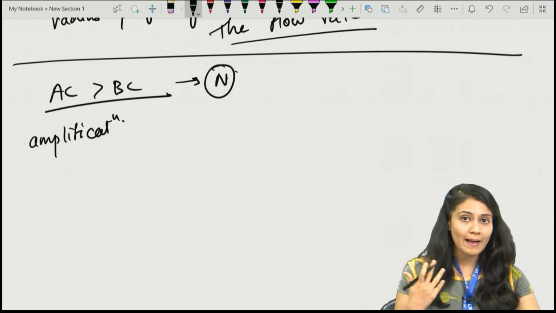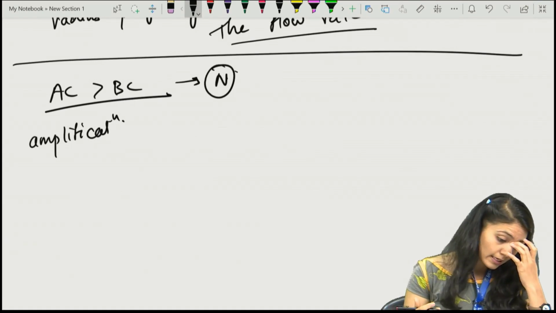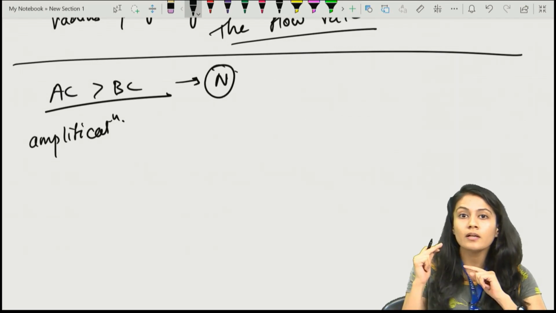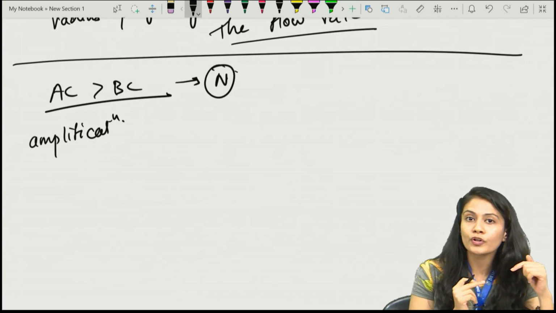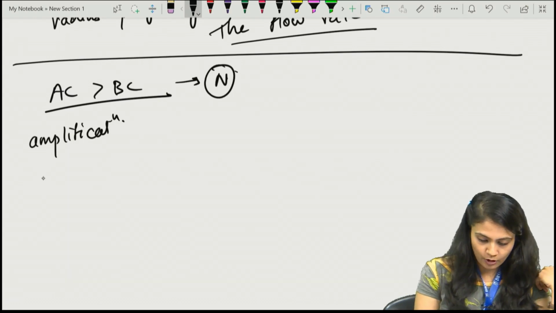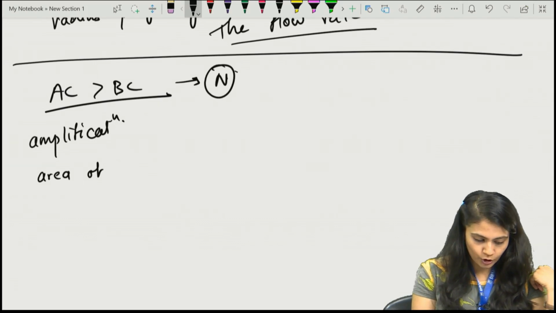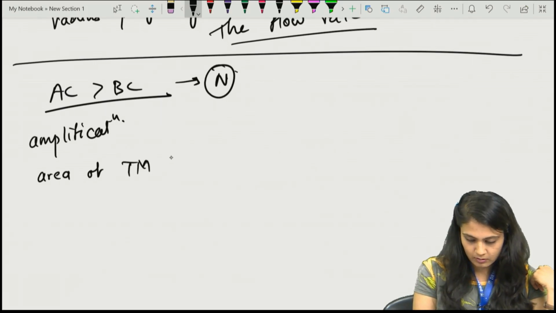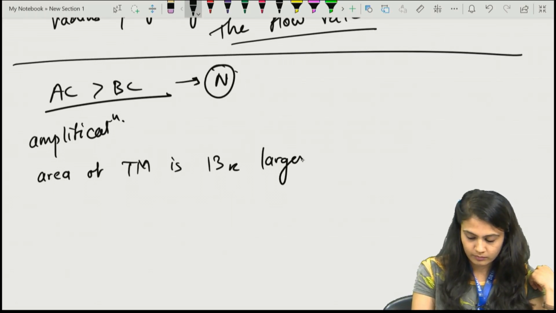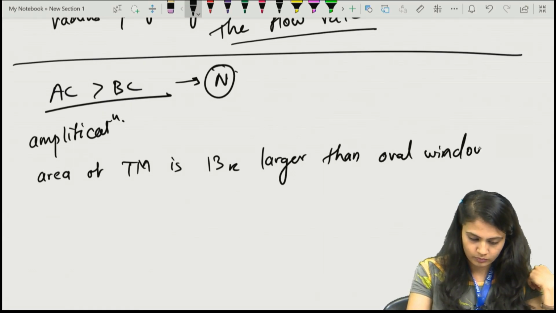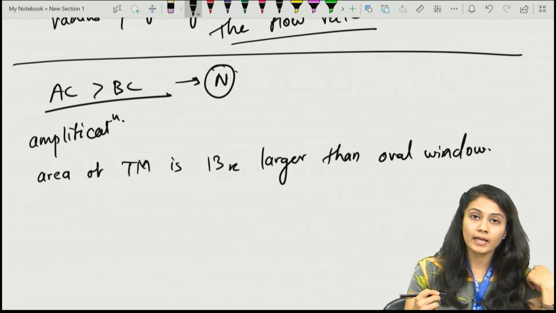Why and how does amplification occur? Because the area of the tympanic membrane is 13 times more than the area of the oval window. So the area of the tympanic membrane is 13 times larger than what? Than the oval window. So, what will happen then?